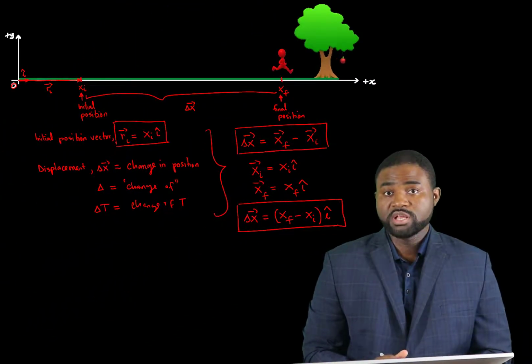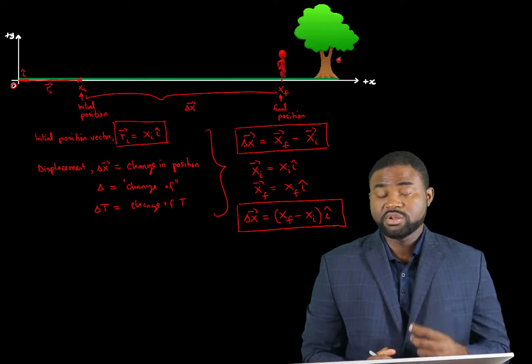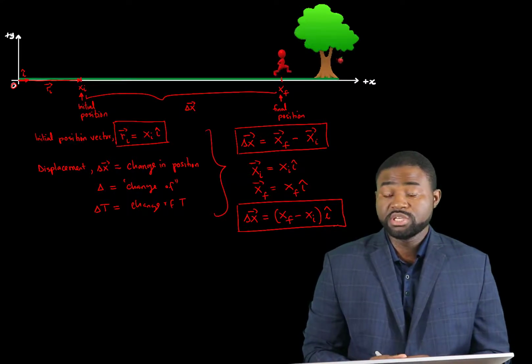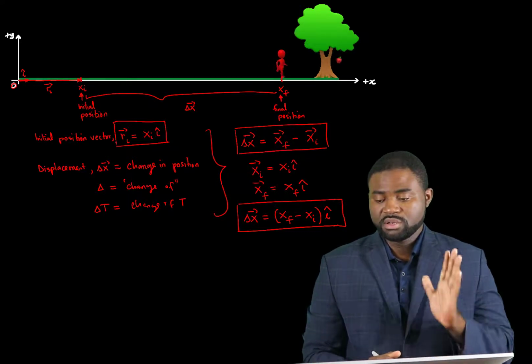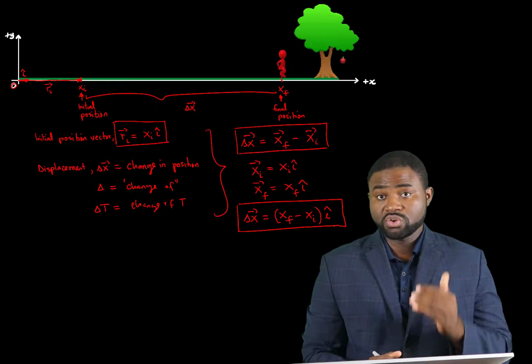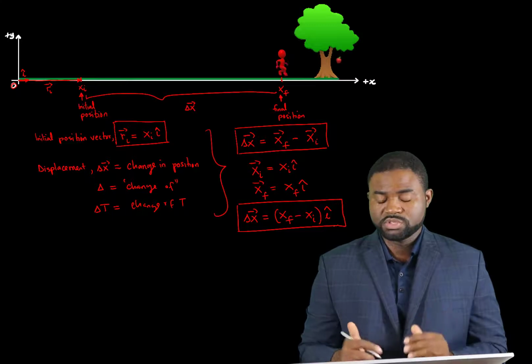Now, the next thing that you need to bear in mind is that the displacement of an object is measured in meters, and it is a vector quantity because it has a direction associated to it.